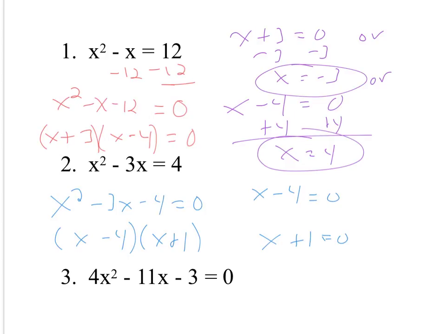Therefore now, if both of those are equal to 0, either x minus 4 is 0 or x plus 1 is 0. So I could say x equals 4 if I add 4 to both sides, or x equals neg 1. Now I'm going to let you guys try that last one on your own.